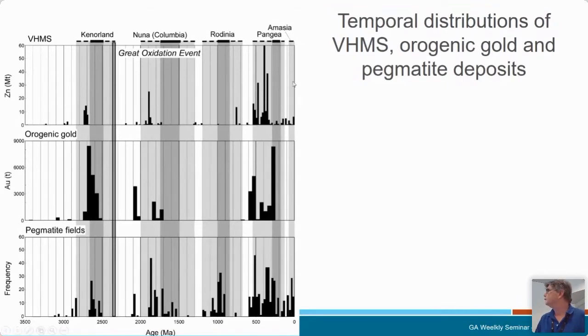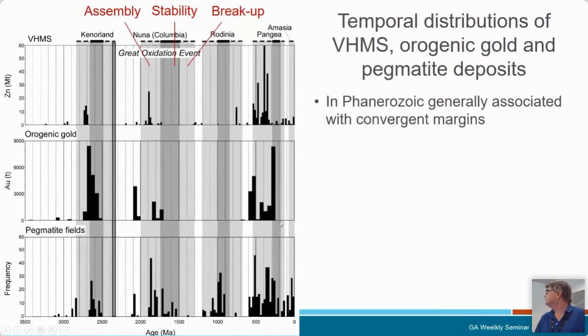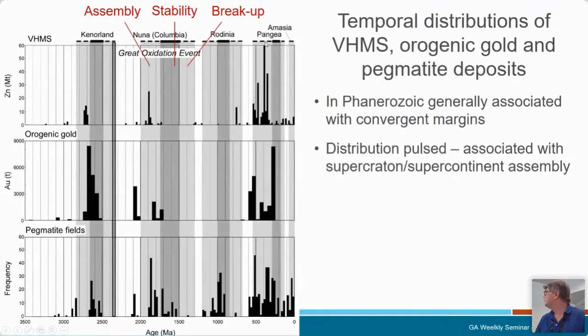And so the other thing that we've done is we've just plotted up the abundance of these deposits based on metal contained for the VHMS and orogenic gold deposits, and just the presence of pegmatite fields. And from this, you can actually see some patterns. Okay, and we've talked about that. In the Phanerozoic, they're generally associated with convergent margins. So, i.e., when you have the assembly of Pangaea, that's when you're forming these deposits. The distribution is pulsed, and it's generally associated with supercraton and supercontinent assembly. So you see it's almost always in this light blue before, or light gray before the dark gray, and very uncommonly in the dark gray after the assembly when things are being dispersed.